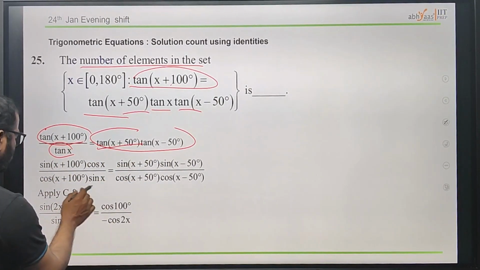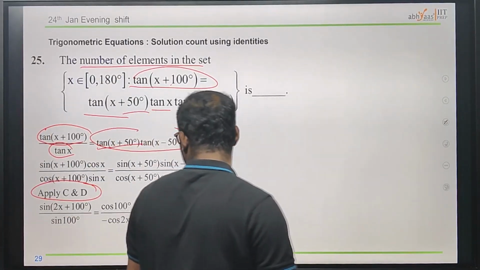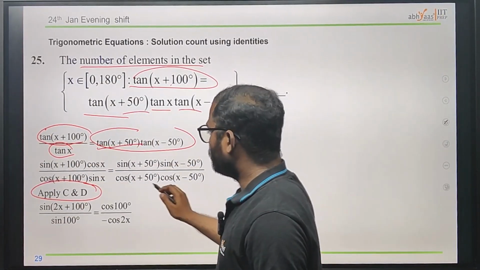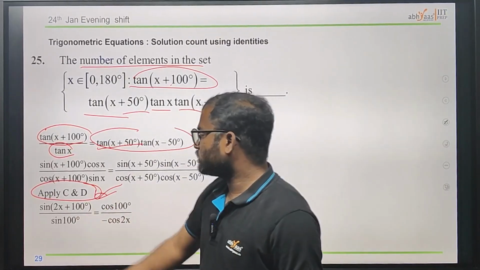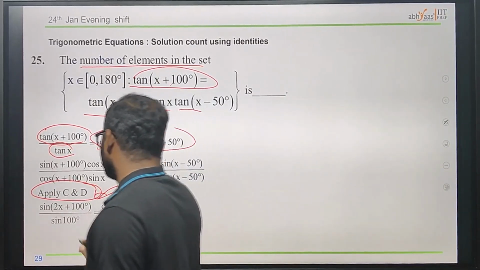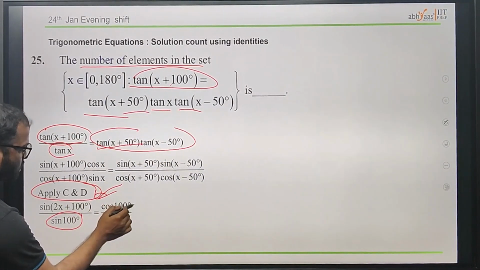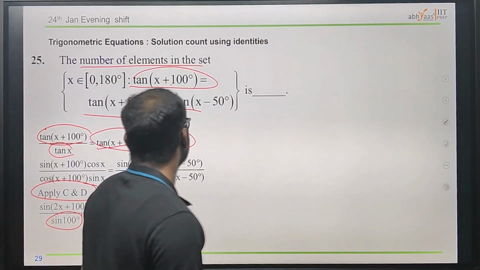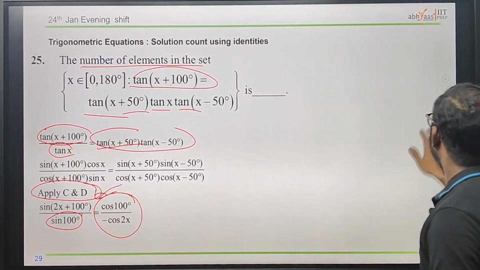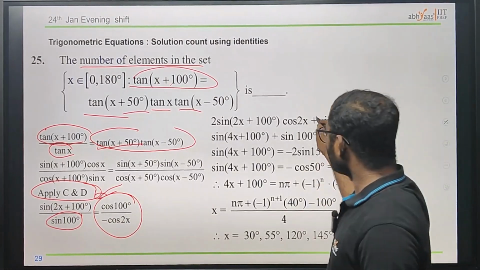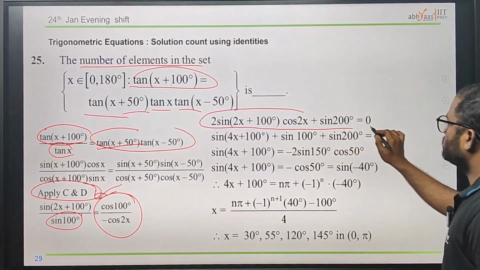Next, apply componendo and dividendo. By using componendo and dividendo, we can simplify this into sine of (2x plus 100 degrees) by sine of 100 degrees. Similarly for the other side. Now we have sine of (2x plus 100) divided by sine 100, and we can rewrite it like this.